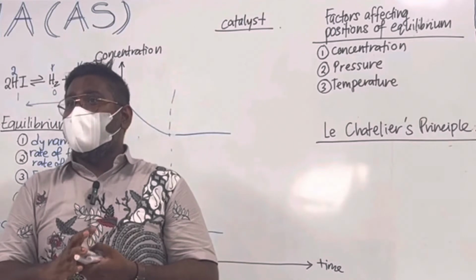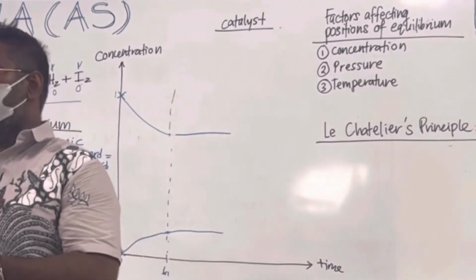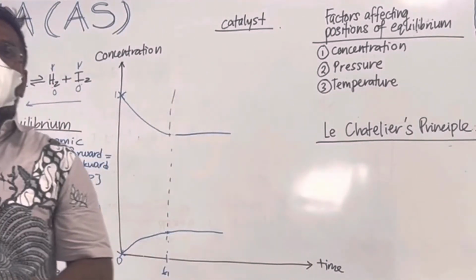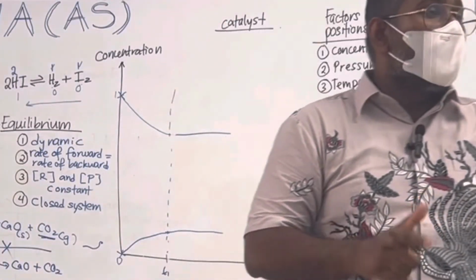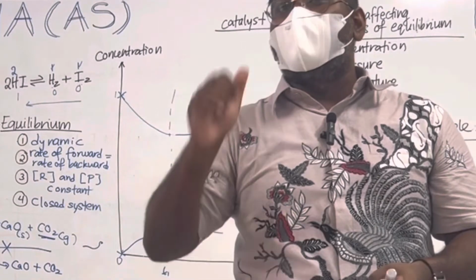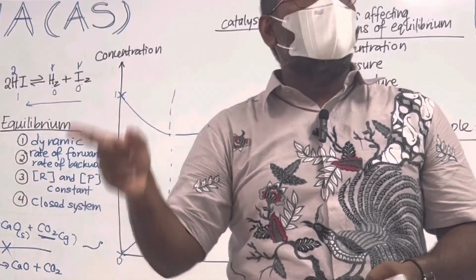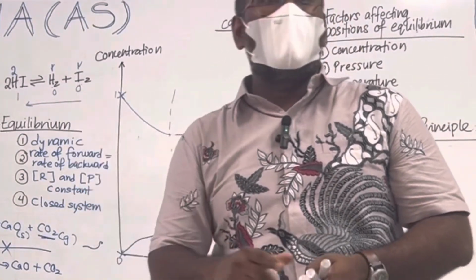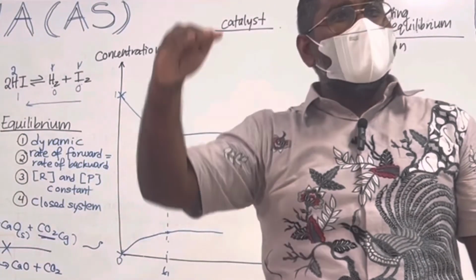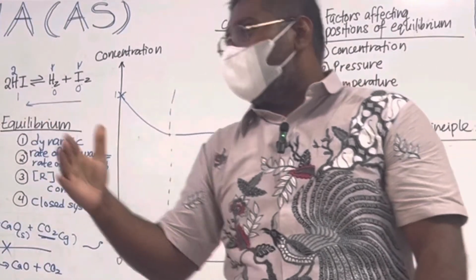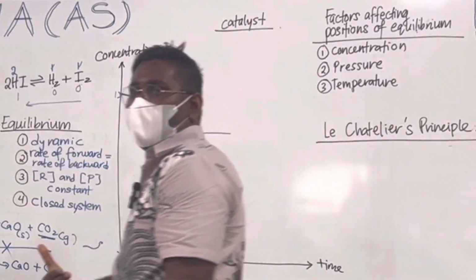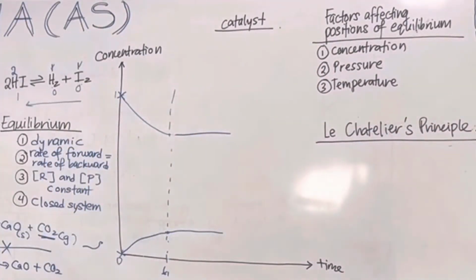The catalyst will increase both forward and backward reaction. Please remember that. This is very, very important. Catalyst will increase both forward and backward reaction because why? The moment you decrease the activation energy, it will make both reactions, forward and backward, to be completed in an easier way. It means it requires less energy. So both also will increase.